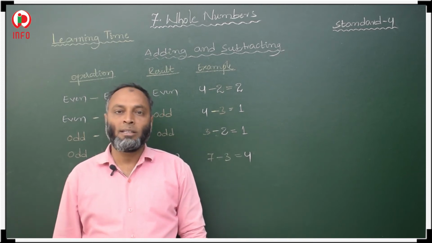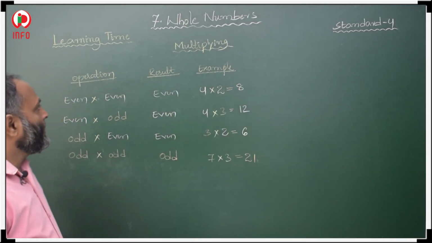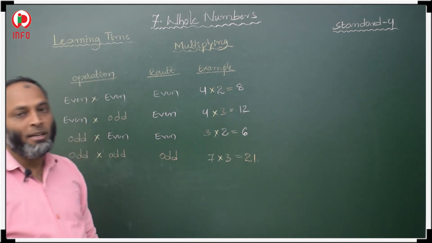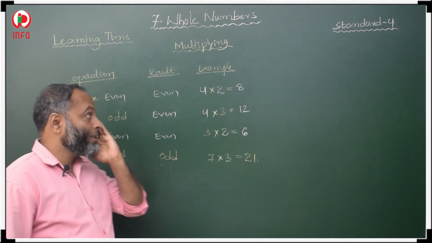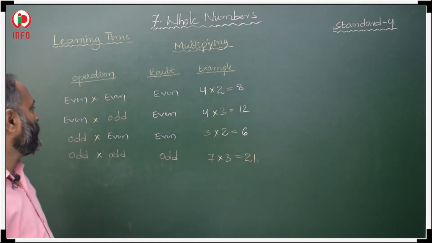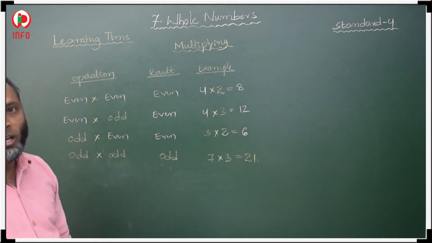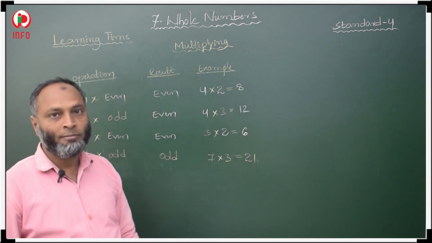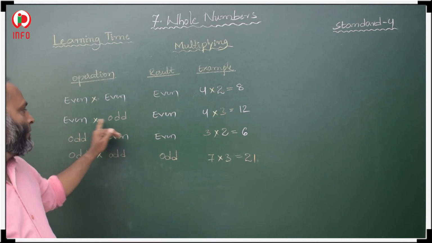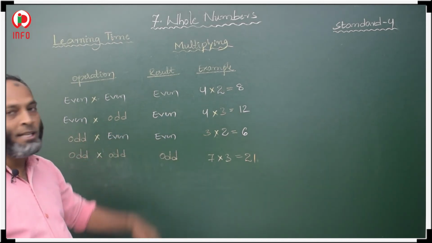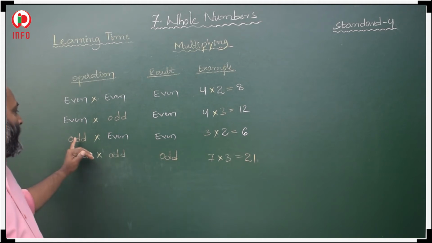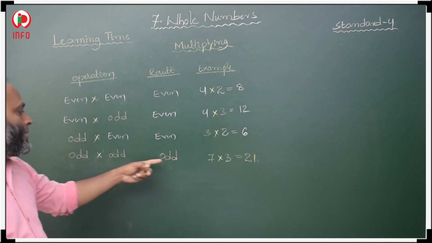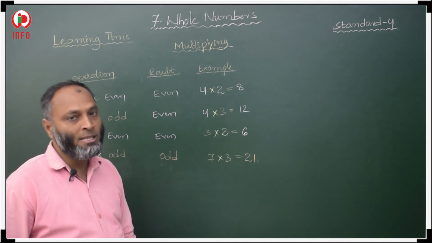Okay students, now here we are multiplying. In multiplication, what happens? If we multiply even number and even number, the result is even number. If we multiply even number and odd number, the result is even number. If we multiply odd number and even number, the result is even number. If we multiply two odd numbers, the result is odd number.